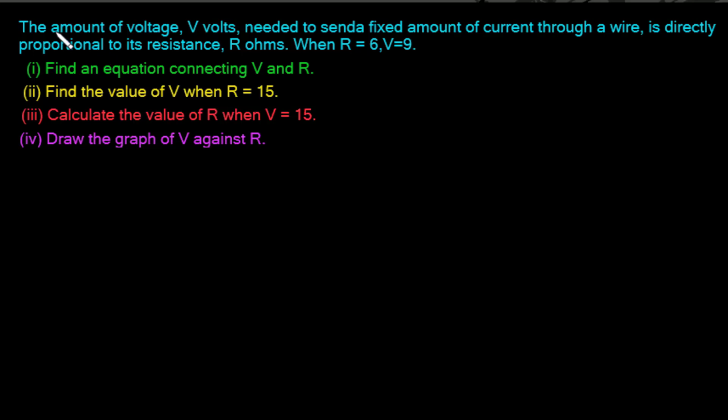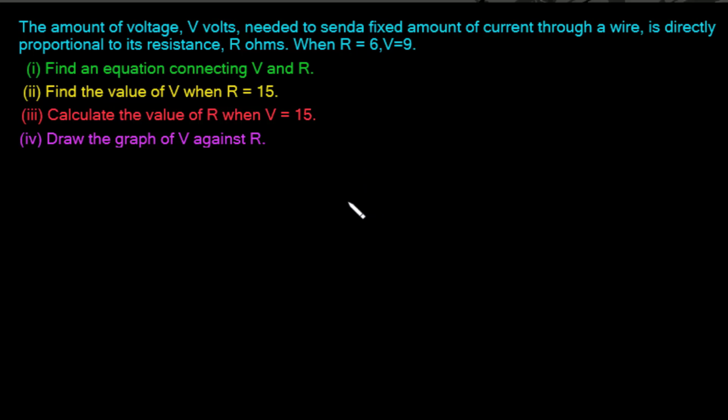In this question, the amount of voltage V volts needed to send a fixed amount of current through a wire is directly proportional to its resistance R ohms. When R is equal to 6, V is equal to 9. Then we have been given a number of parts of which we need to find the parameters.